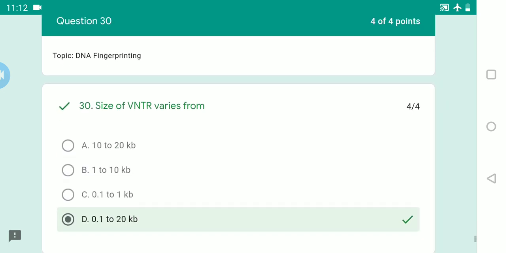The next question: the DNA fingerprinting technology, the size of VNTR, variable number tandem repeats, varies from 0.1 to 20 kb. I told you clearly while I was telling about DNA profiling or fingerprinting that this question can be asked in competitive exams also. So the size of variable number tandem repeats varies from 0.1 to 20 kb with respect to the different organisms.